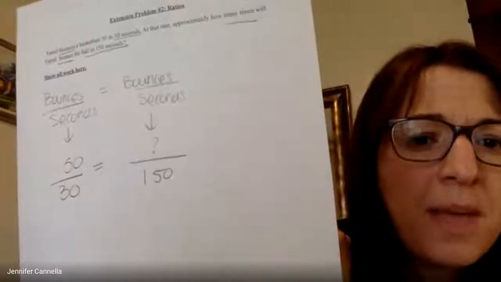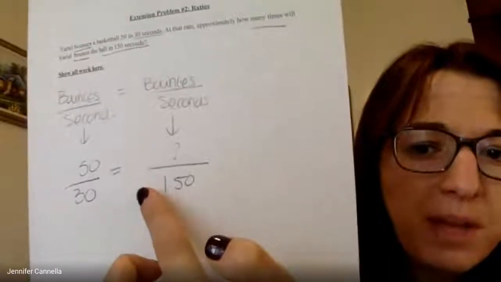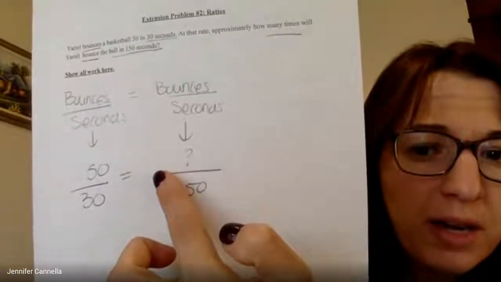You could use the butterfly method, or you can say 30 times 5 is 150. So if I multiply 5 here, I got to multiply 5 on the numerator. Either way is fine. Okay? I got 150 as my answer.